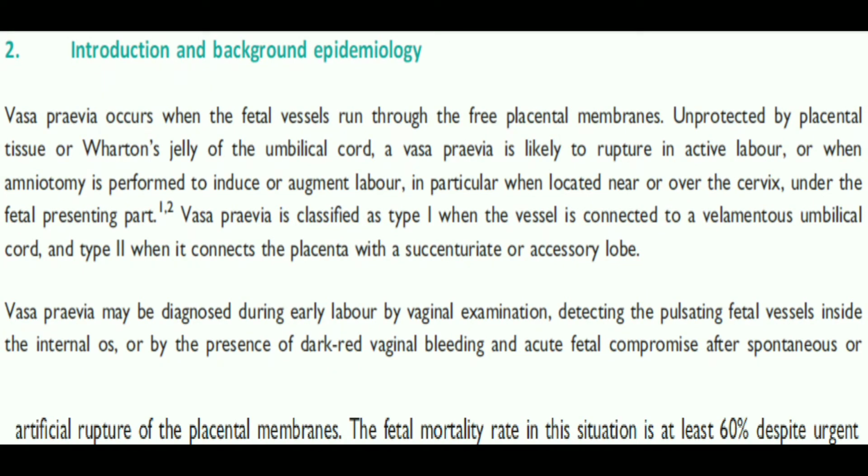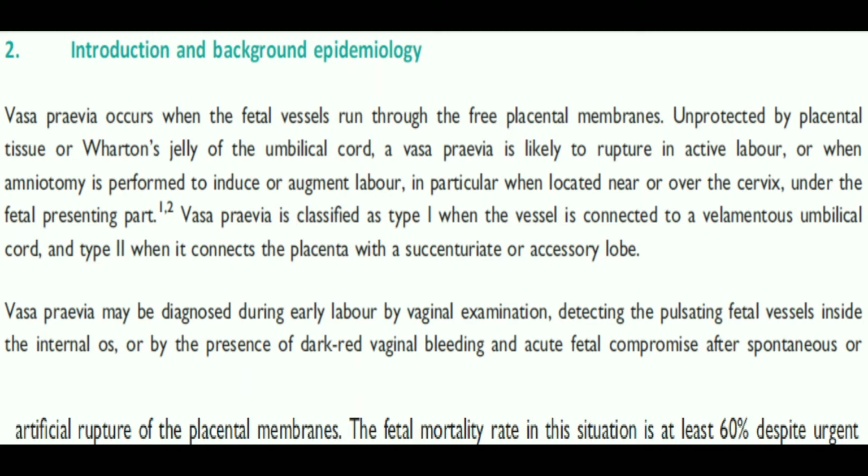Okay, when does Vasa Previa occur? Vasa Previa occurs when the fetal vessels run through the placental membranes, unprotected by the placental tissue or the Wharton's jelly of the umbilical cord. A Vasa Previa is likely to rupture in active labor or when amniotomy is performed to induce or augment labor, in particular when located near or over the cervix under the fetal presenting part.